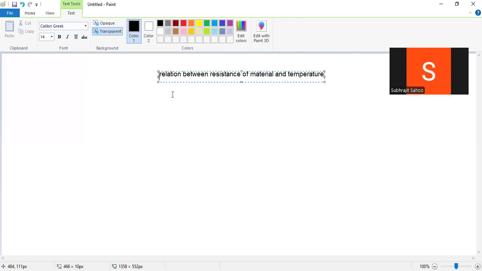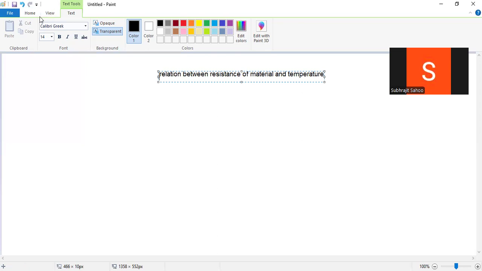Which instrument is working on this principle? When temperature changes, resistance changes. Later the change in resistance can be a measure of temperature. Which instrument is working? So, resistance thermometer, right? Resistance temperature detector, resistance thermometer is working on this principle.